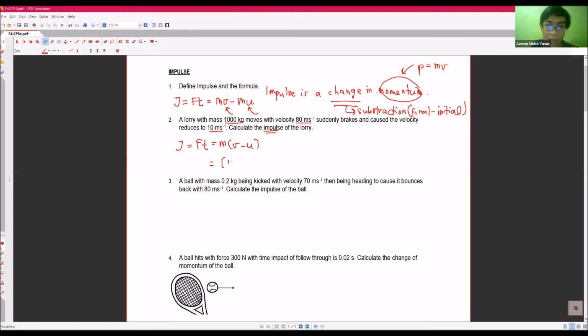So mass, 1000 kilogram. Final velocity is 10, minus initial velocity is 80. When we plug into the calculator, we get a negative value, negative 70,000 kg m s^-1. Just combine the two units. It's negative because we're slowing down. So the momentum is decreasing, thus the change in momentum is negative.